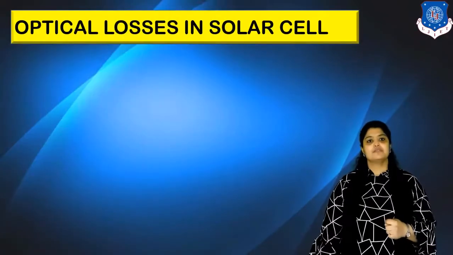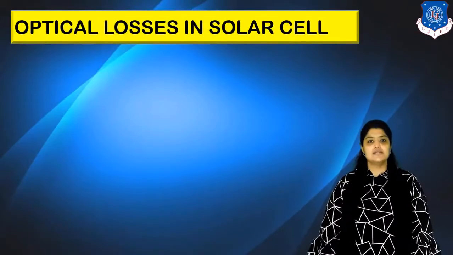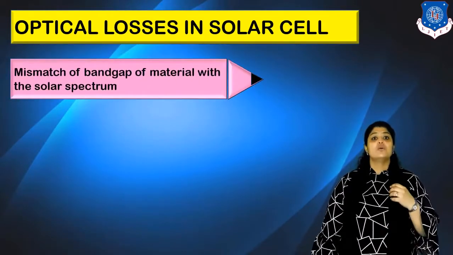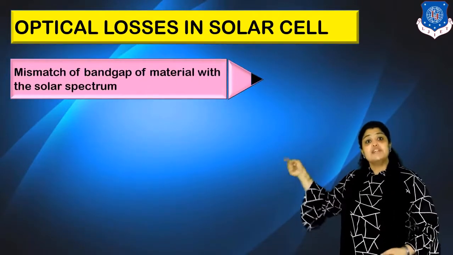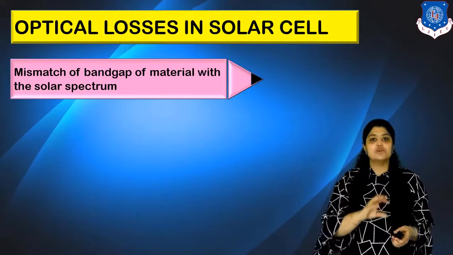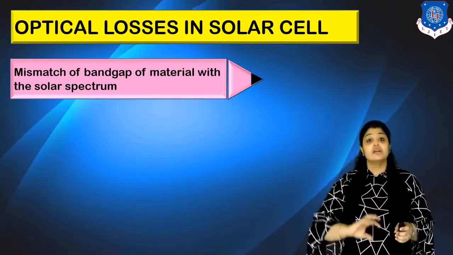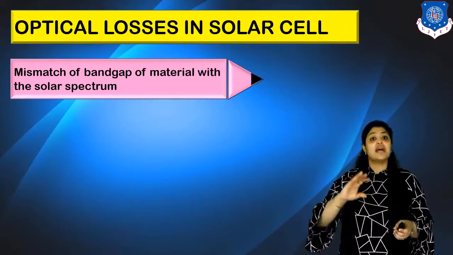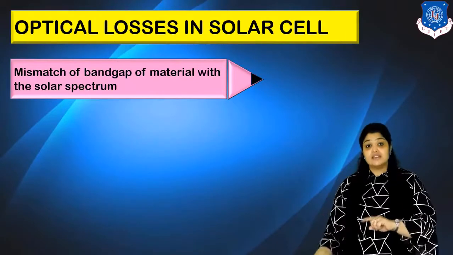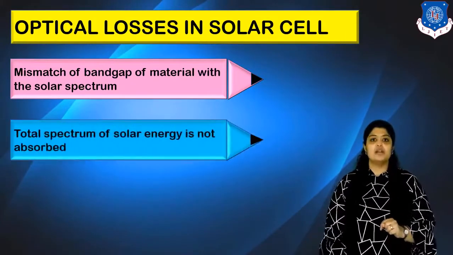Next we have optical losses in a solar cell. What can be the losses in a solar cell? One of the losses can be mismatch of band gap of material with the solar spectrum. We know the band gap of solar spectrum is around 2 electron volt. So if you choose a material which has a higher band gap, the efficiency would be very, very low. So if there is a mismatch, it can lead to an optical loss.